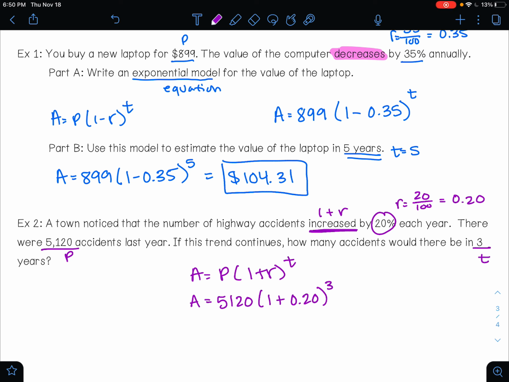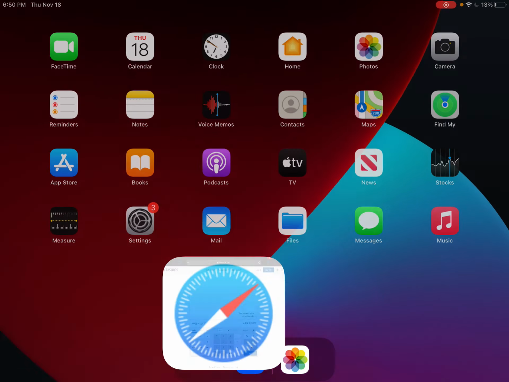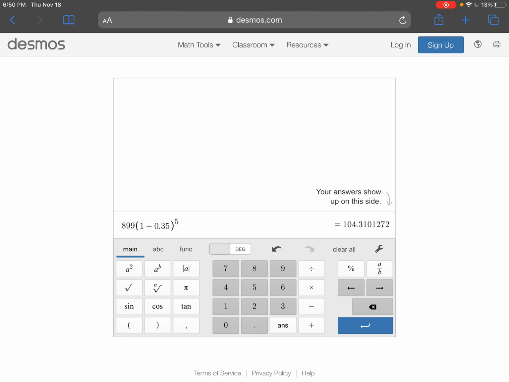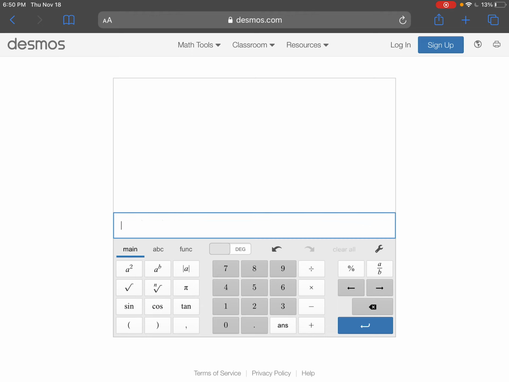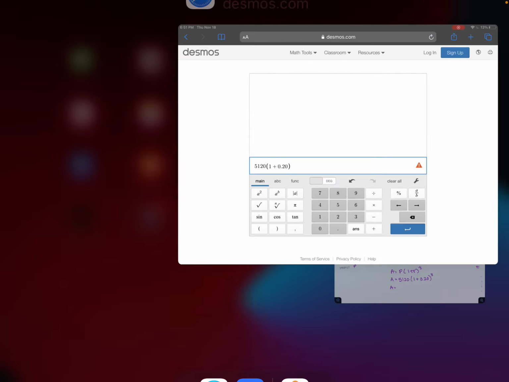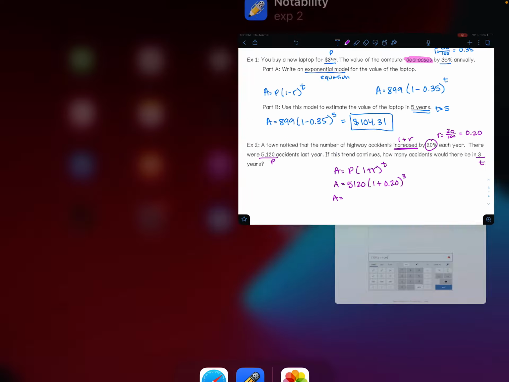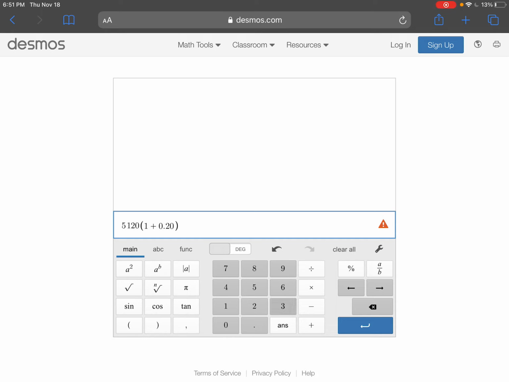So I'm going to have A equals, and I'm going to plug this into Desmos. 5,120 times 1 plus 0.20, and we were raising that to the third power. And we get 8,847. In this case, we're talking about car accidents, and you can't have a decimal of a car accident.